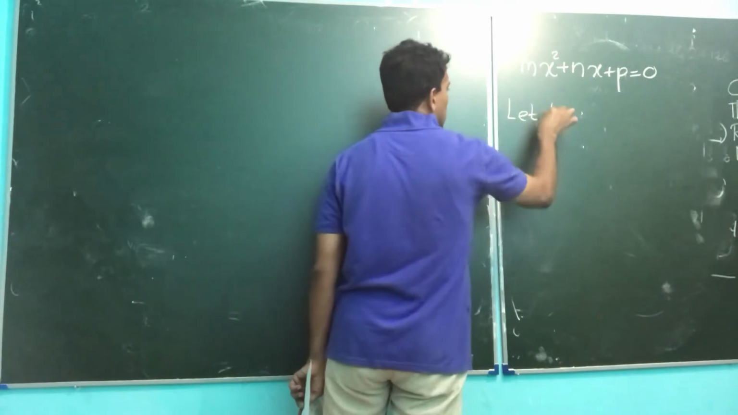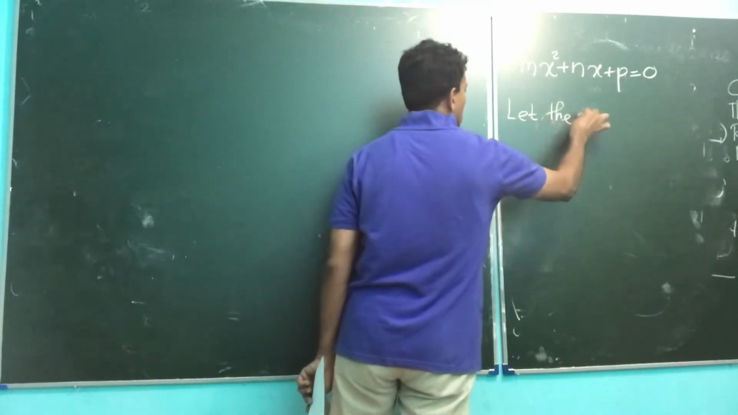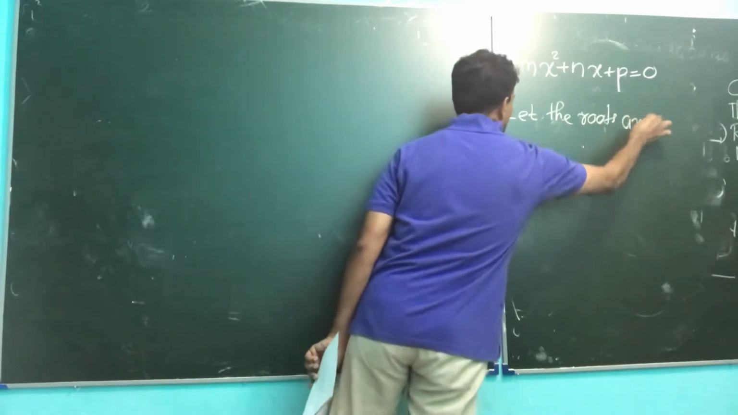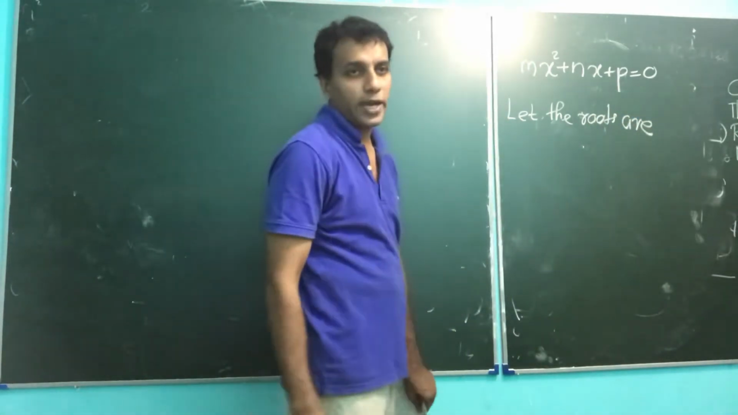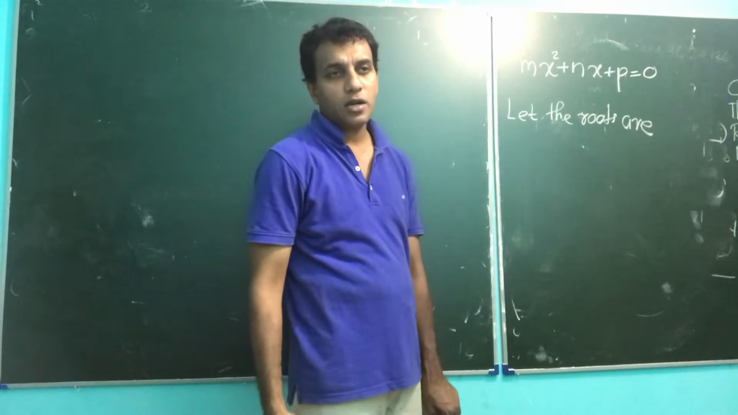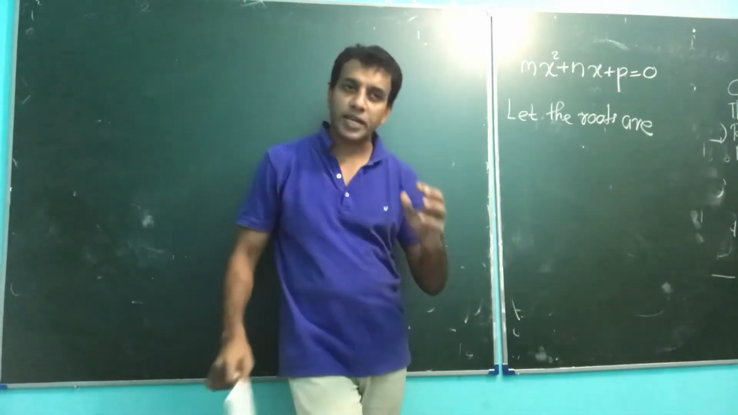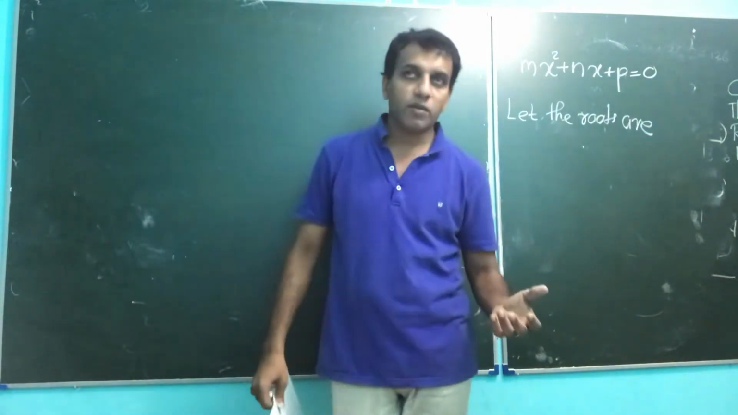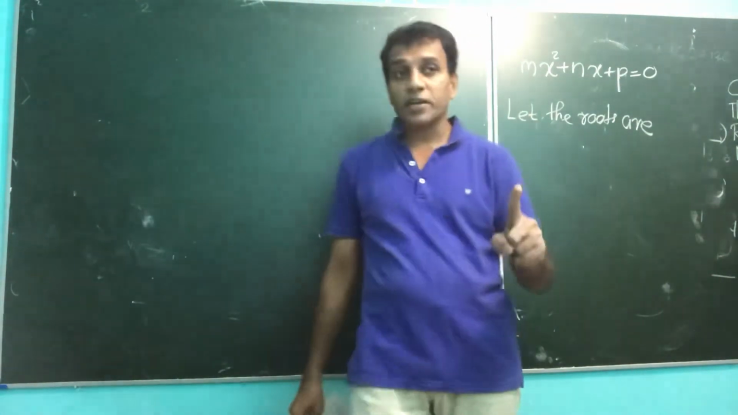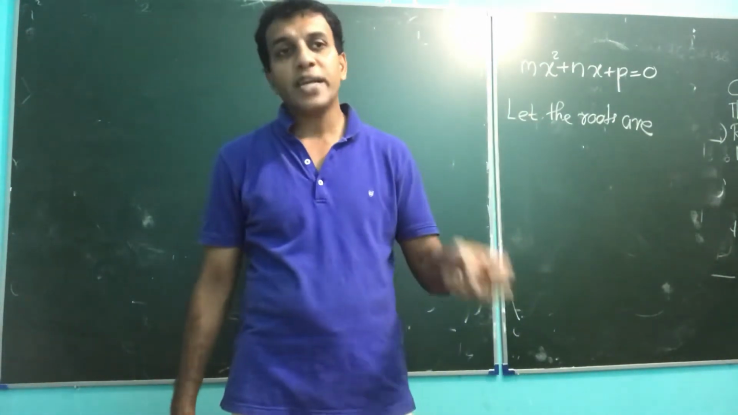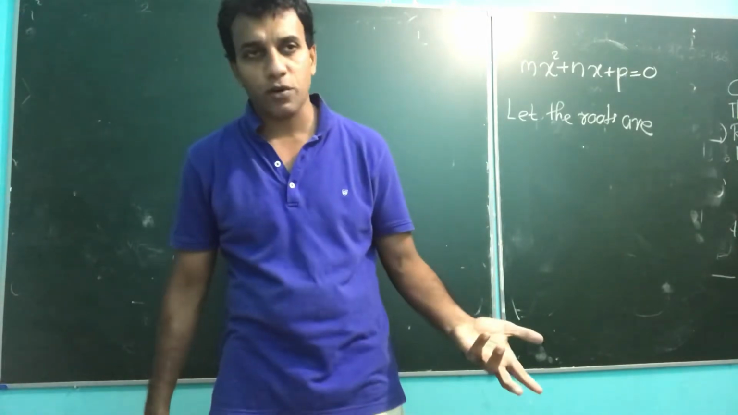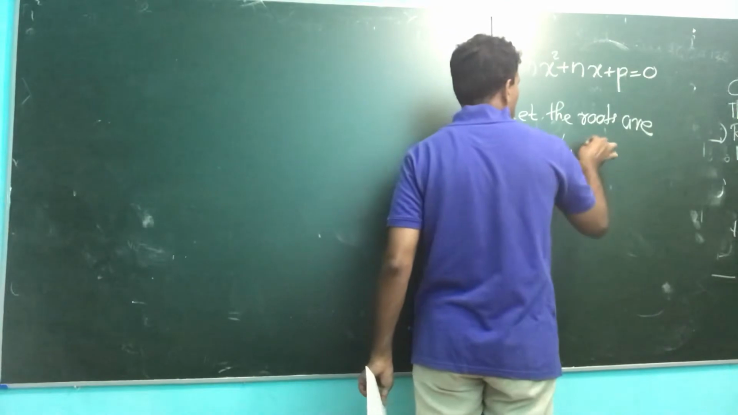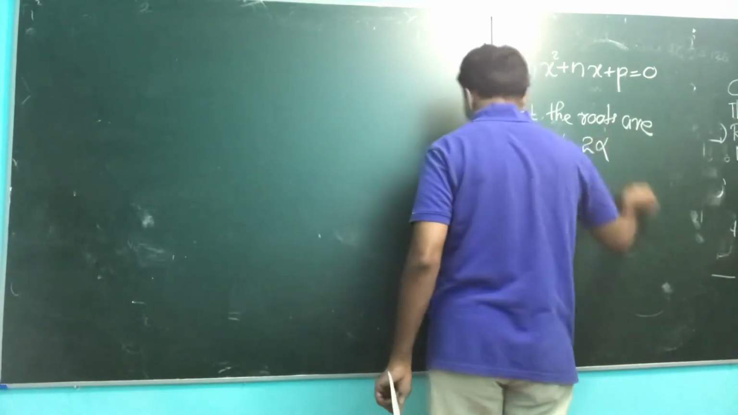Let the roots be... Okay, for example, if one is 5, the other one is 10, double. If one is 3, the other one is 6. If one is 1, the other one is 2. If one is a, the other one is 2a. So we say the roots are alpha, comma, 2 alpha.